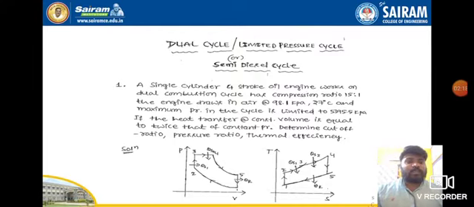Here in this PV and TS diagram, we should closely observe. As I told you just before, it is a combination of Otto cycle and diesel cycle. The heat addition is the combination that I'm talking about. Where does the Otto cycle heat addition take place? Between the 2 to 3 process, which is constant volume. And where does the heat addition take place in diesel cycle? Under constant pressure, which is the 3 to 4 process. If you put both together, then it becomes the dual cycle.